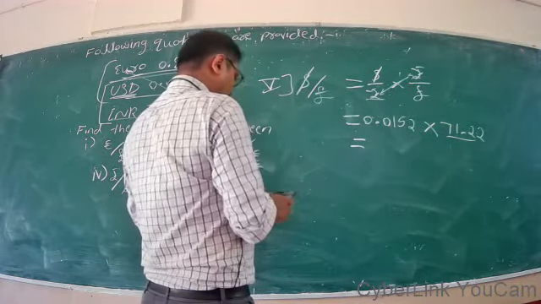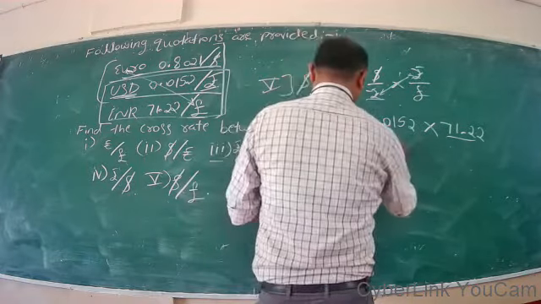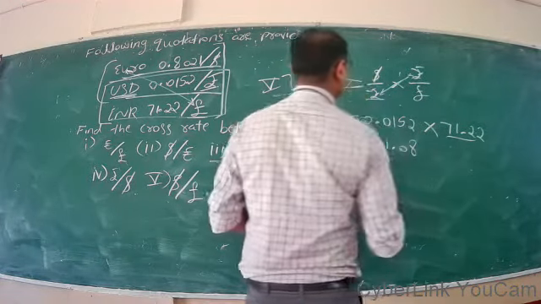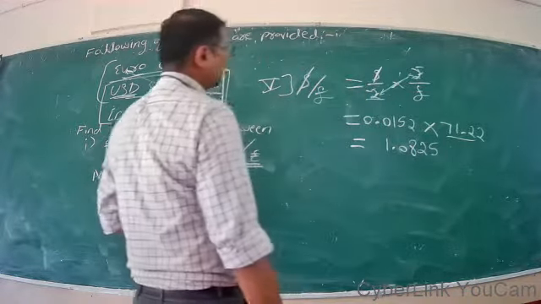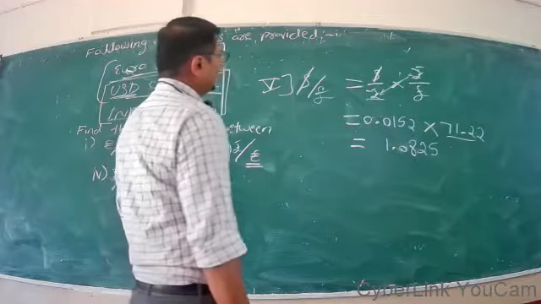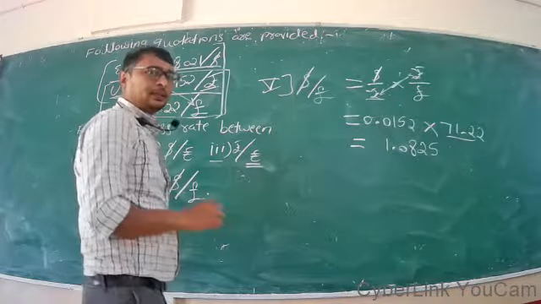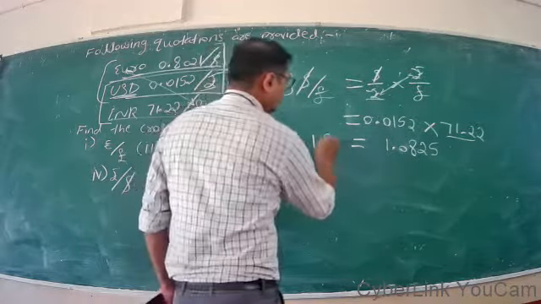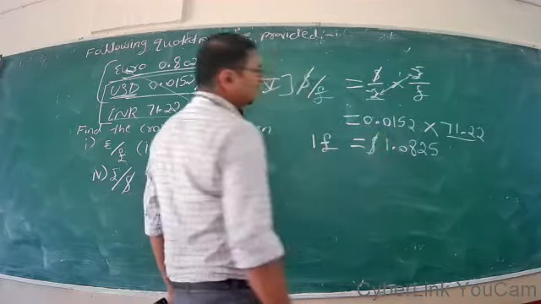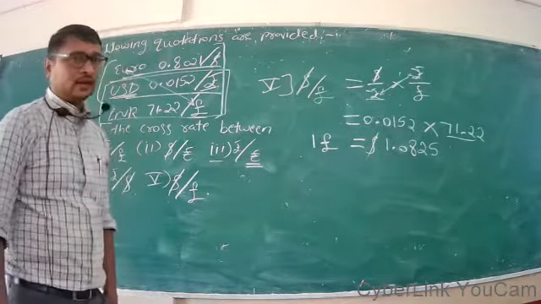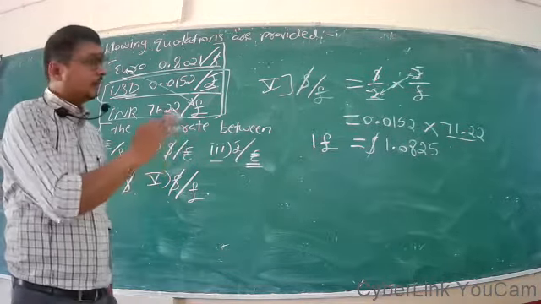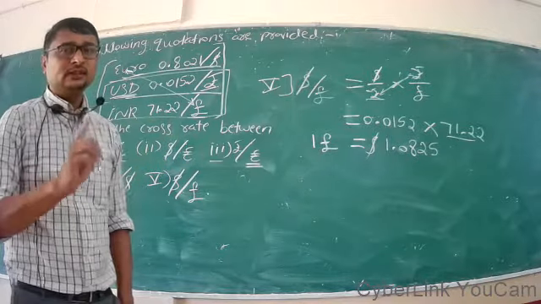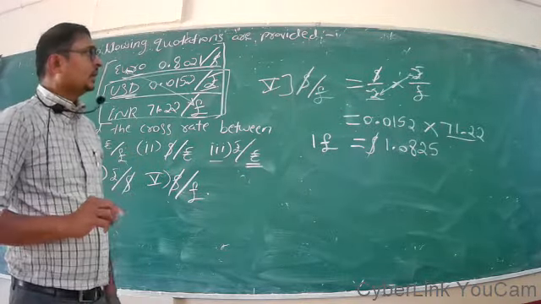That means 0.0152 multiplied by 71.22 becomes 1.08. You can write it in four digits as pips, 1.0825. They have asked dollar per sterling pound. Per means 1 sterling pound is worth dollar 1.0825, right? So dollar 1.0825 is per sterling pound, that means one single sterling pound.